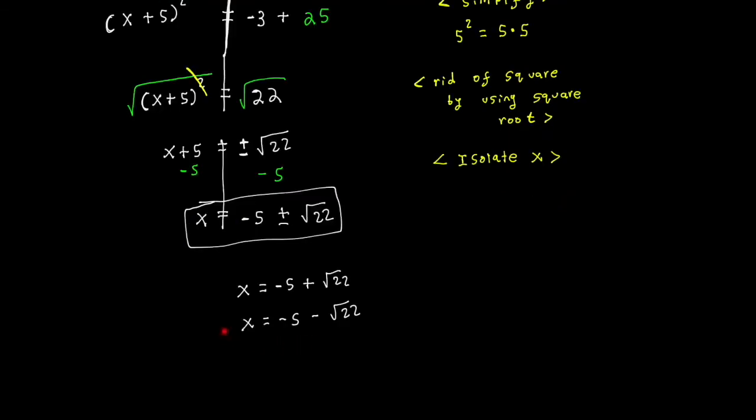Keep in mind that you can also present the solution like this, separate from each other. So negative 5 plus radical 22 and negative 5 minus radical 22. This is a shorthand for both of these answers, which are valid.